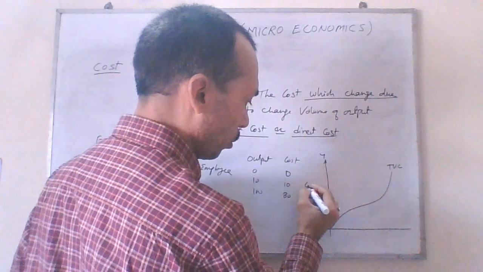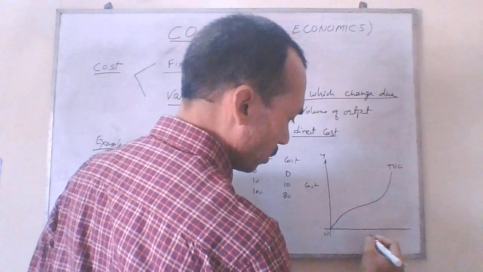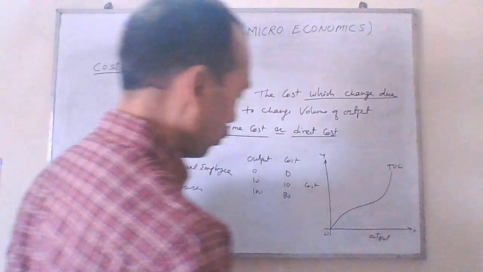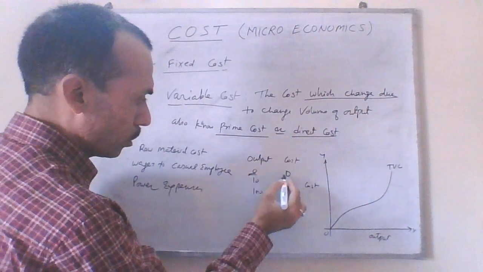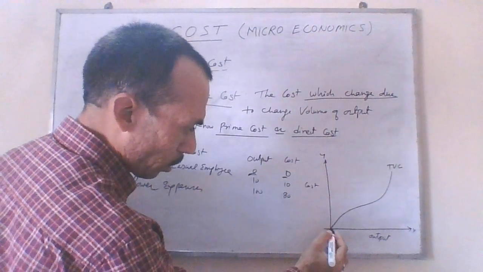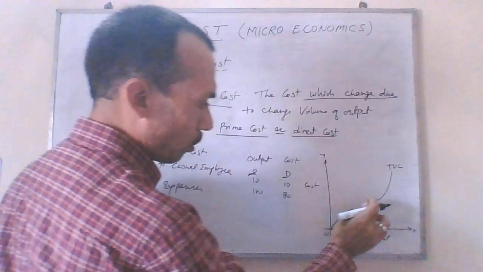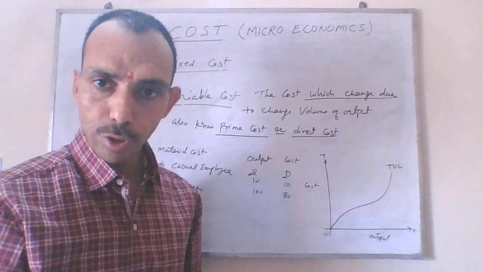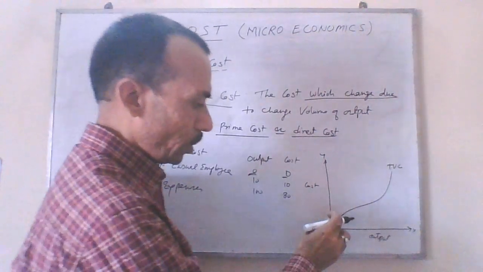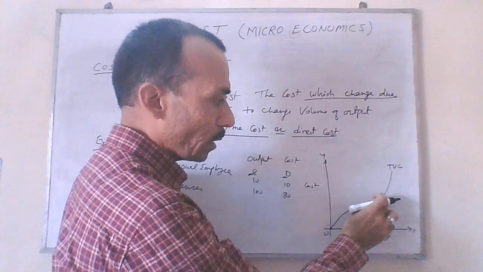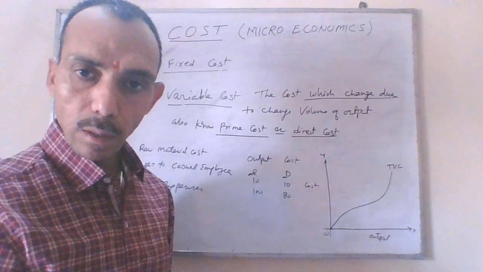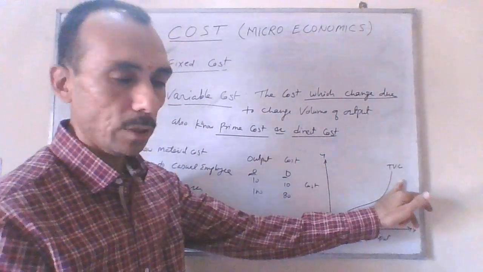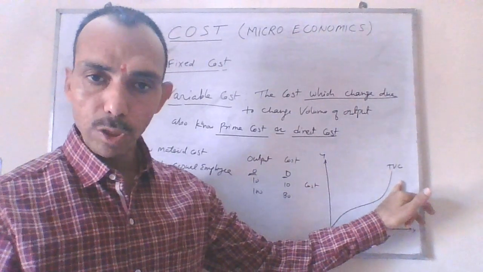On the y-axis is the cost. On the x-axis is output. So when the output is 0, your cost is also 0. When the output increases, your cost also increases. But your cost does not increase in a straight line. It goes initially rising, then increasing at a diminishing rate. Remember, it is continuously increasing, but increasing at a diminishing rate.